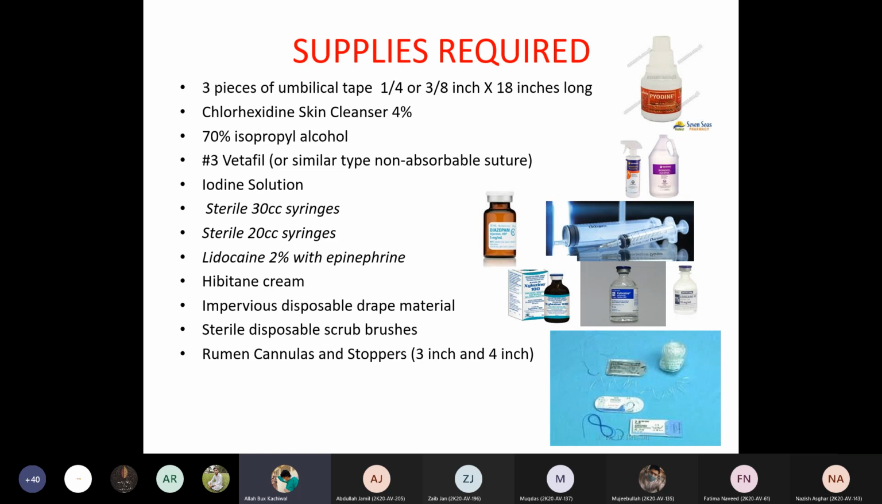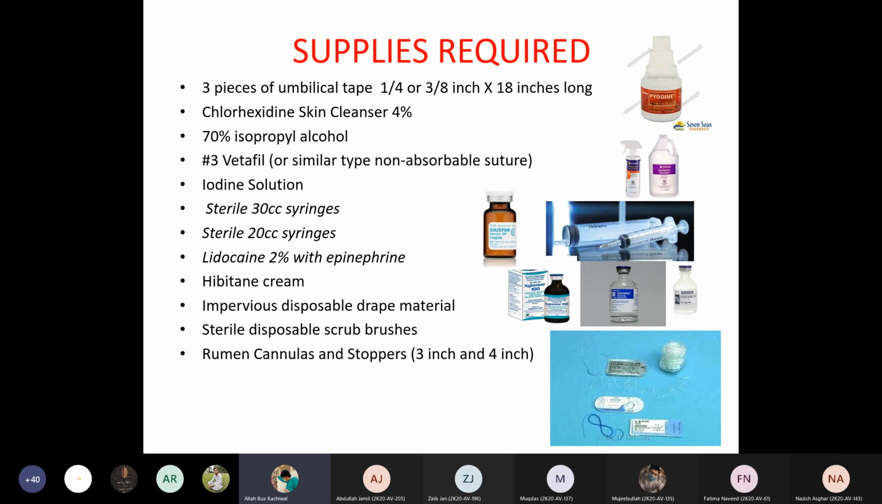Whereas number 3 Vetafil, a similar non-absorbable suture, is required for suturing the skin of the animal. Tincture iodine is also used to paint the area. As you know, isopropyl alcohol is transparent in nature, whereas povidone iodine gives the same function of killing microbial organisms, but it also paints the area so that you can observe where you have applied the antiseptic solution. If there is any area left behind, that will be very clearly demonstrated by the color of the povidone iodine. So the color always gives you a clear vision of the antiseptic area.